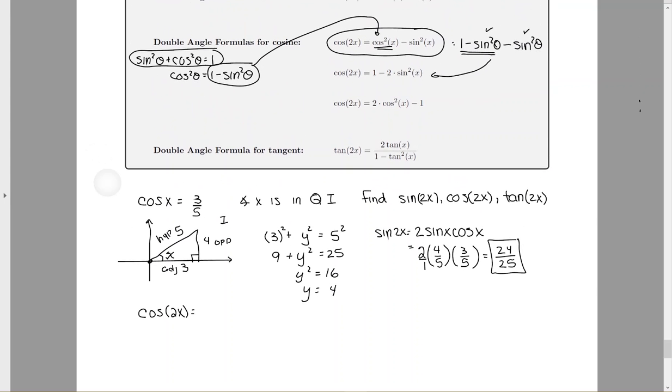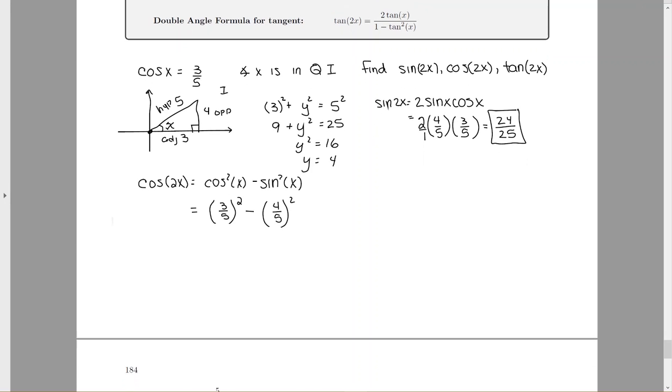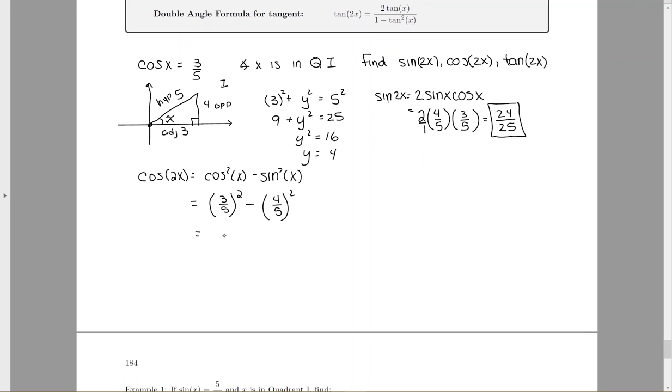Cosine of 2x, you can use any one of these 3 formulas. I'm going to use the cosine squared x minus sine squared x. All right, and then I go back to my triangle. Cosine was adjacent over hypotenuse, 3/5, but you're going to have to square it. And sine squared was opposite over hypotenuse, and then square it. All right, so squaring those, I have 9/25 minus 16/25.